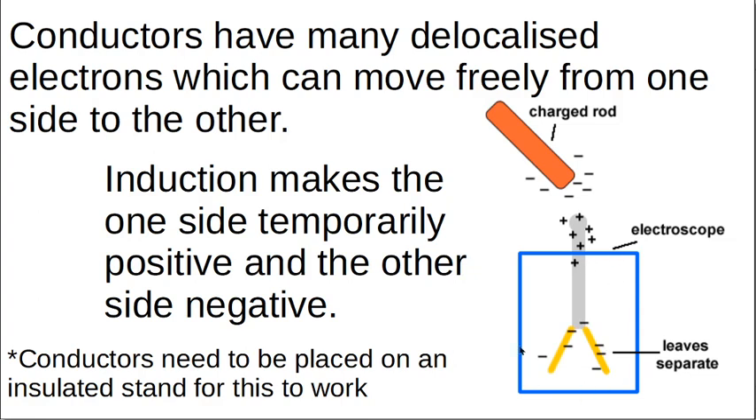So this thing is in this special bottle to insulate it, because if you've got a conductor, these leaves are conductors, they have to be insulated, because if a conductor is not insulated, all the charges go to earth.